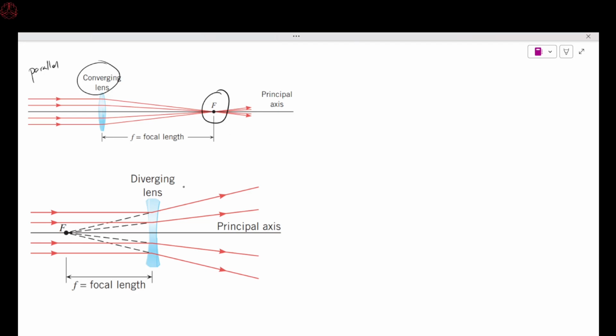On the other hand, if we talk about a diverging lens, when you send these parallel rays, they will diverge from each other, they will move away from each other, and they won't meet. Only their virtual lines will meet on the same side as the incoming light ray. Again, I want to remind you that for a converging lens I have positive f, and for a diverging lens I have negative f.